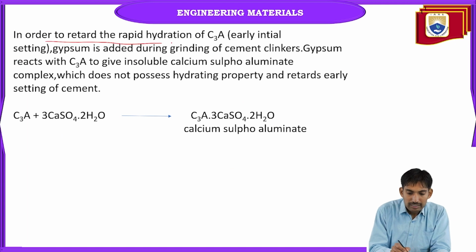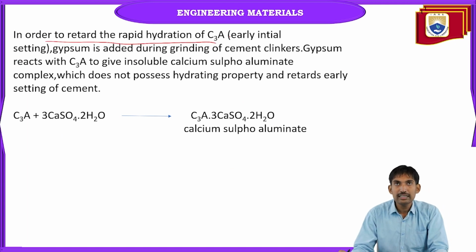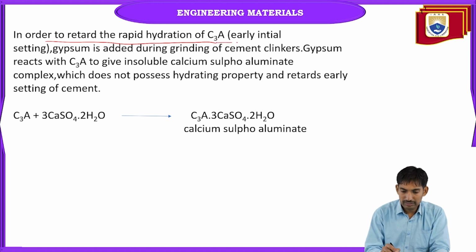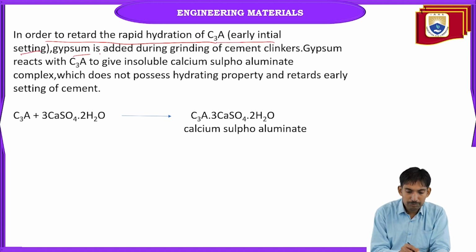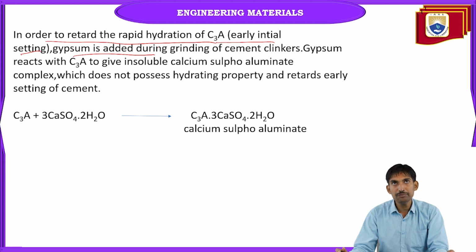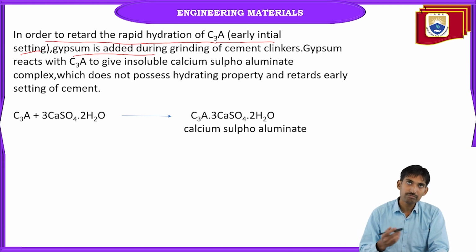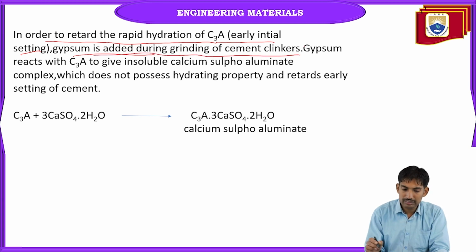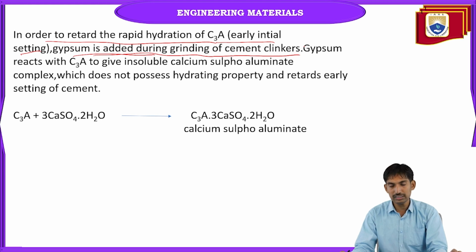In order to retard the rapid hydration of C3A, or tricalcium aluminate, and the early initial setting, gypsum is added. To prolong the initial set of cement, gypsum is added during the grinding of cement clinkers.